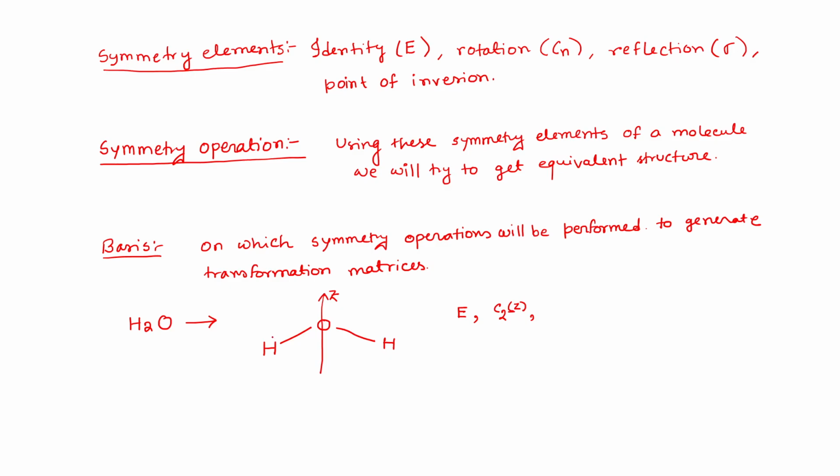And there are two planes. One plane is along the molecular plane, which is along the display. Suppose I say this is Y and this axis is X. Then the molecular plane is XZ, which is sigma V XZ, and there is another plane, that is sigma V dash YZ. So these are the symmetry elements, and it forms a point group C2V.